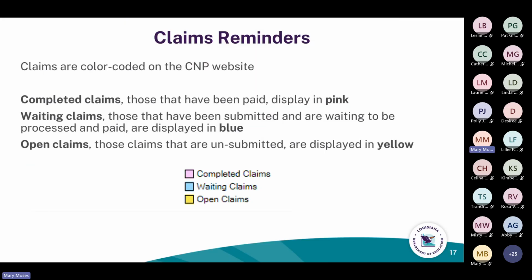Some claim reminders. Claims are color-coded on the CNP website. Completed claims, those that have been paid, display in pink. Waiting claims, those that have been submitted and are waiting to be processed and paid, are displayed in blue. And open claims, those claims that are unsubmitted, are displayed in yellow.